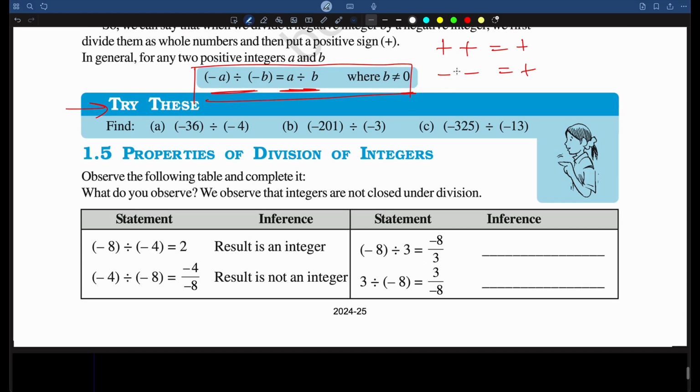In next lecture, we will see topic number 1.5, properties of division of integers.